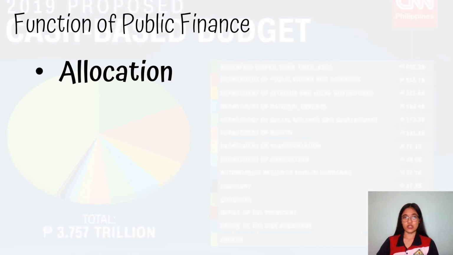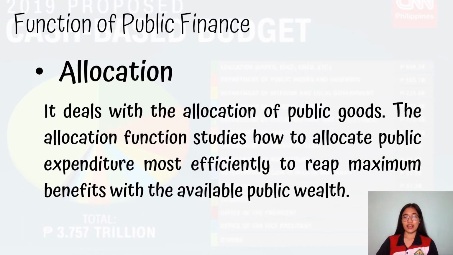So allocation, it deals with the allocation of public goods. The allocation function studies how to allocate public expenditure most efficiently to reap maximum benefits with the available public wealth. So the government has to perform various functions such as maintaining law and order, defense against foreign attacks, providing healthcare and education, building infrastructure, and the list is endless.